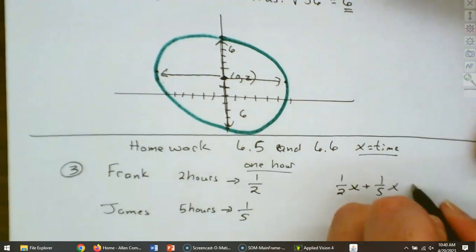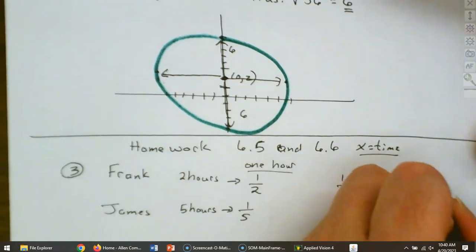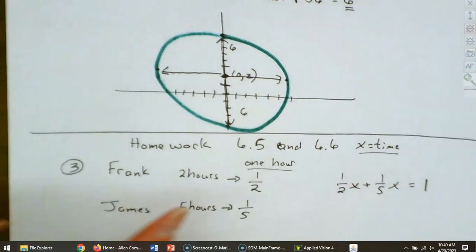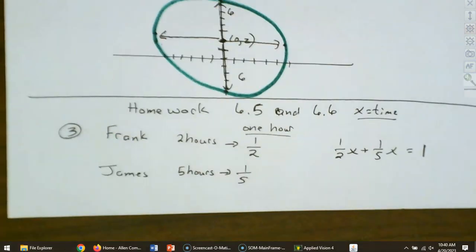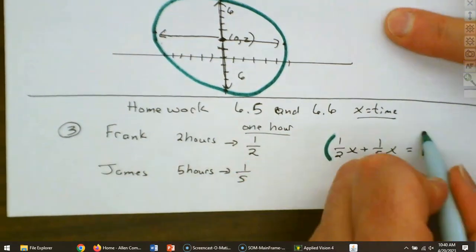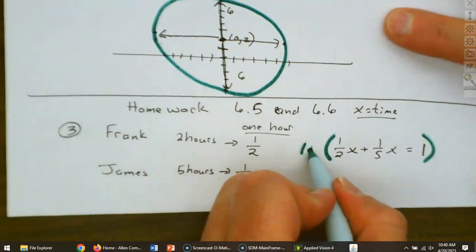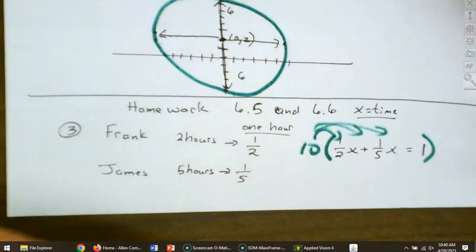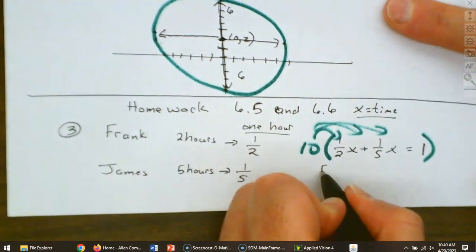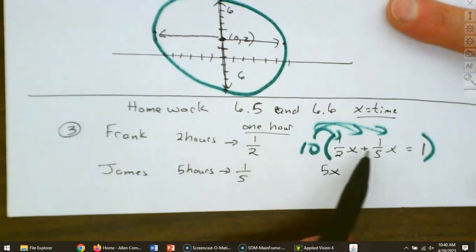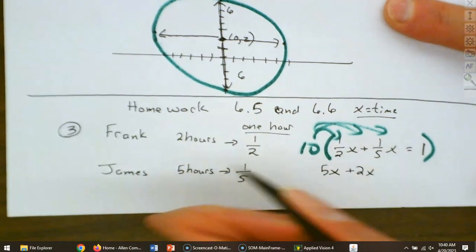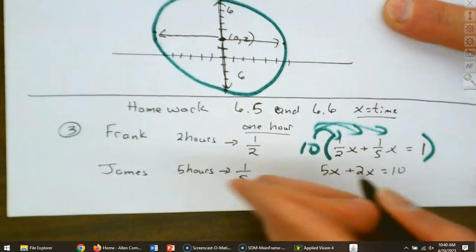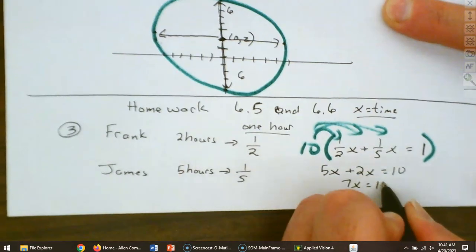And always, always on these work questions, it equals 1. Make sure it equals 1. Every time when it's a work question, it must equal 1. Clear out our fractions quickly. The hard part is done. Multiply it all by 10. So 10 over 2, that's a 5x. 10 over 5, that's a 2x. 10 times 1 is a 10. So that's 7x equals 10.